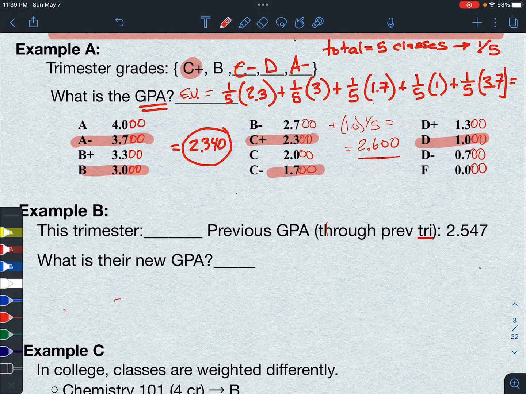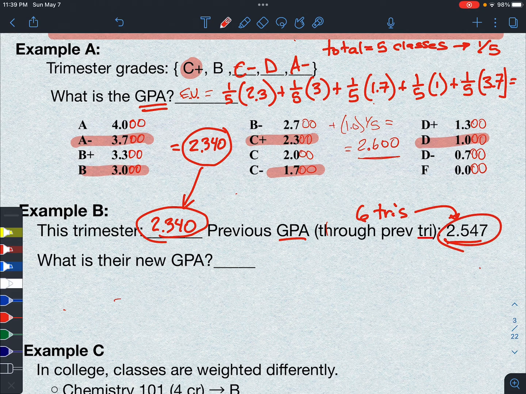So this trimester, we had a 2.340. Yes? Our previous GPA through the previous trimester is 2.547. Now we're going to assume that most of you are juniors, so you've had at least 6 classes, all right? So I'm going to say you've had 6 tries already. And this is your GPA from your freshman and your sophomore year. And then this is your new trimester. All right, how do I get the GPA now?